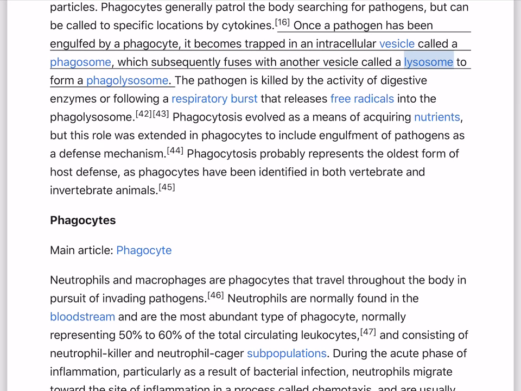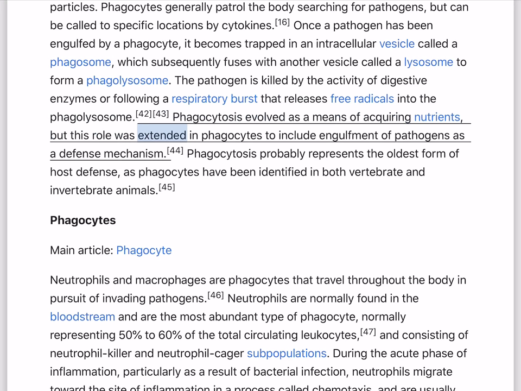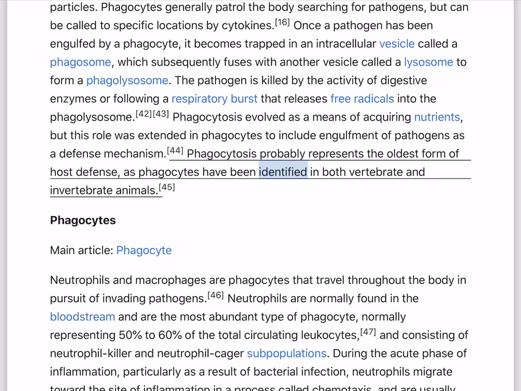The pathogen is killed by the activity of digestive enzymes or following a respiratory burst that releases free radicals into the phagolysosome. Phagocytosis evolved as a means of acquiring nutrients. But this role was extended in phagocytes to include engulfment of pathogens as a defense mechanism. Phagocytosis probably represents the oldest form of host defense, as phagocytes have been identified in both vertebrate and invertebrate animals.